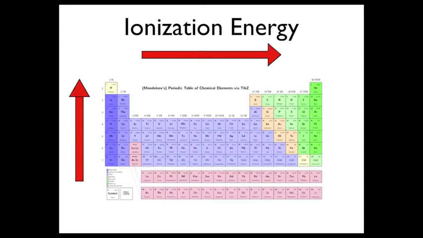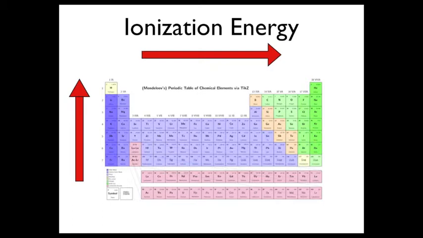The second periodic trend is ionization energy. Ionization energy is the energy required to remove an electron from an atom in the gas phase. Ionization energy decreases down a family and increases across a period. It decreases down a family due to the fact that the electrons are farther away from the nucleus. This means increased shielding by energy levels, and so it requires less energy to remove an electron.